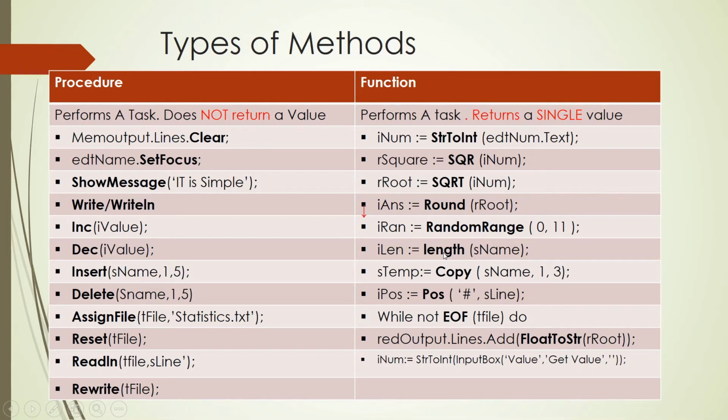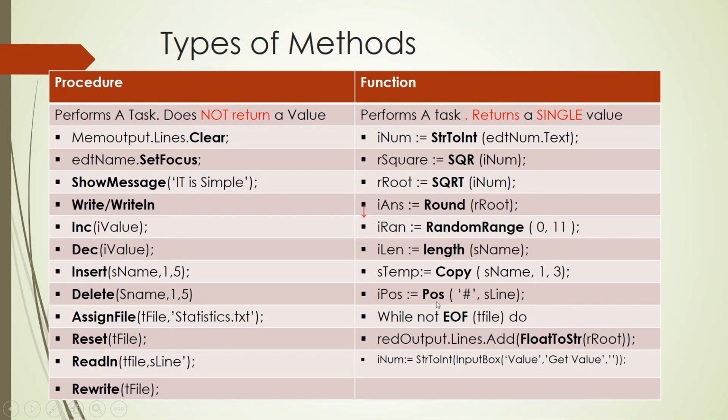In string handling, we learned length. Length returned the number of characters in a string, and the return value will be of data type integer because it will tell us how many characters are in that string variable. We learned copy. Copy extracts part of a given string. So I'm going to copy from sname starting at position 1 and take 3 characters. And copy is going to return just that extracted string, and it's going to store it in a variable called stemp.